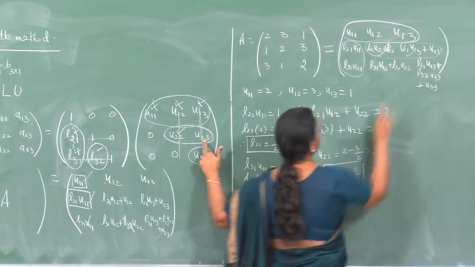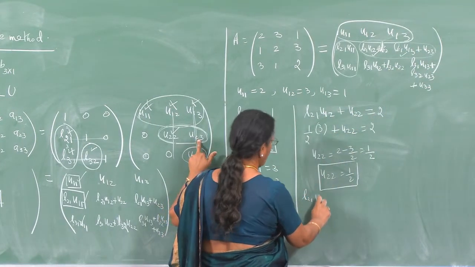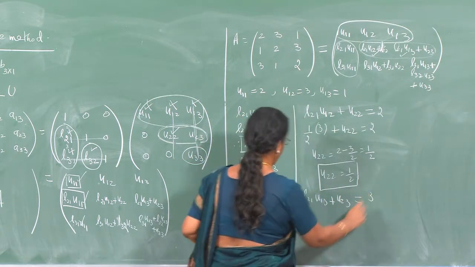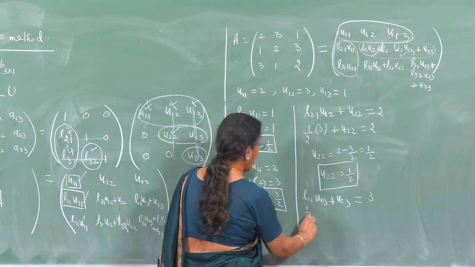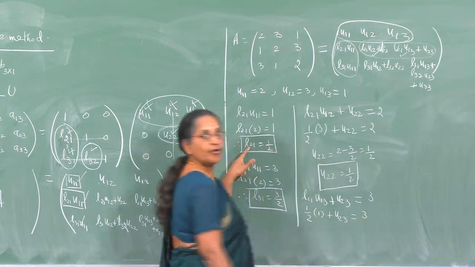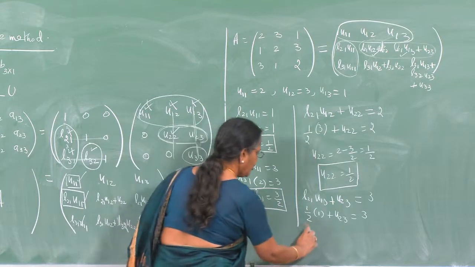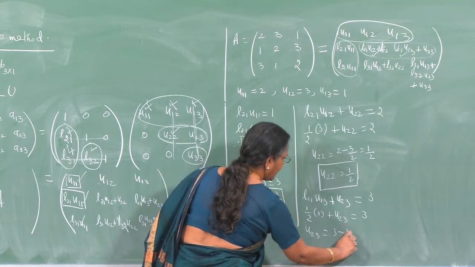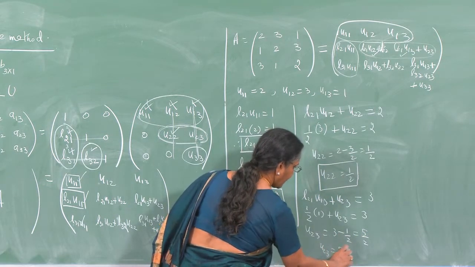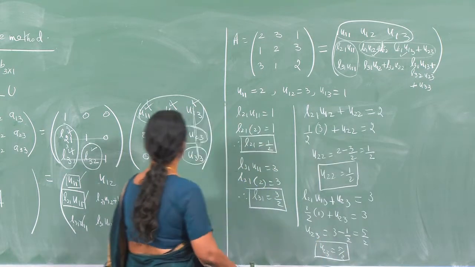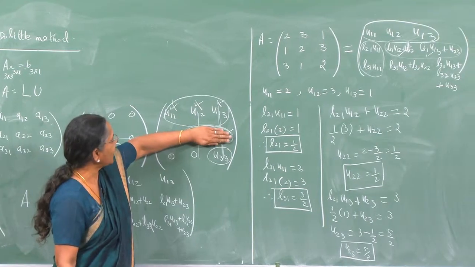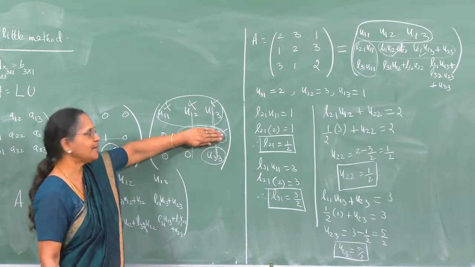Now, we equate this L21 into U13 plus U23 equal to 3. In this, L21 is half, U13 is 1 and U23 is unknown. So, this gives you U23 to be 3 minus half, and so it is 5 by 2. And therefore, this entry is determined. So, the unknowns in the second row of upper triangular matrix have been computed.